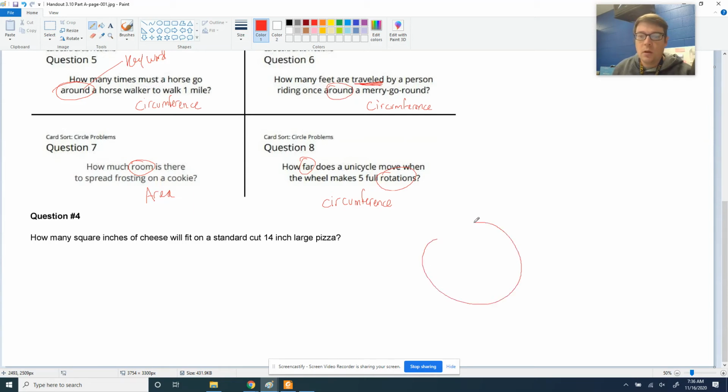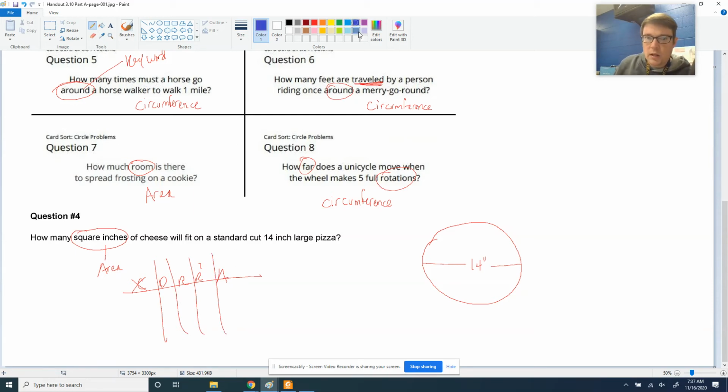Okay. So let me draw our pizza here. We know that it's a 14-inch. It's a large. And it wants to know how many square inches. So right there's your key that we're finding area. So whenever you see that, you know that you can leave off the circumference. This is not an issue about circumference. It's all about area.